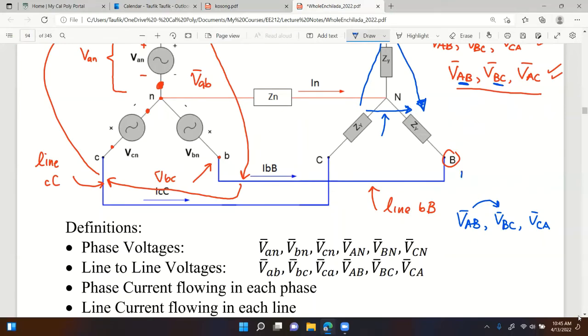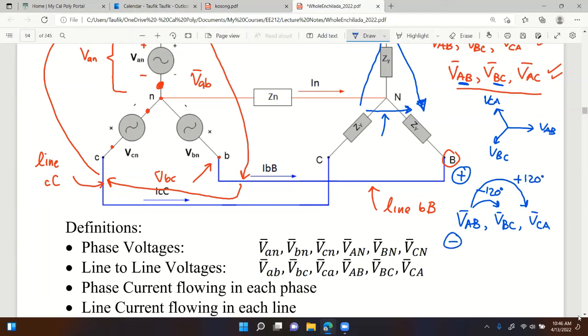If it's positive sequence, then what is the angle between VAB and VBC? VBC would be minus 120 degrees behind VAB, right? So just like this. If this is VAB, then VBC must be over here, if it's a positive sequence. And this would be VCA, which would be plus 120 degrees. So you look at the angles.